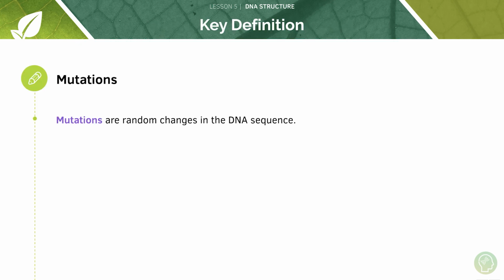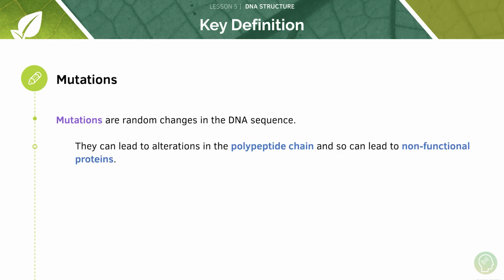So next tutorial point, mutations. Mutations are random changes in the DNA sequence. And we saw that the DNA sequence is paramount in coding for a particular polypeptide. So if we have a change in DNA sequence, we may have a change in polypeptide. And this can lead to non-functional proteins, as we saw with the enzymes. But actually, mutations occur all the time because our cells are replicating at such a crazy rate. And the majority of mutations don't cause profound changes in proteins.